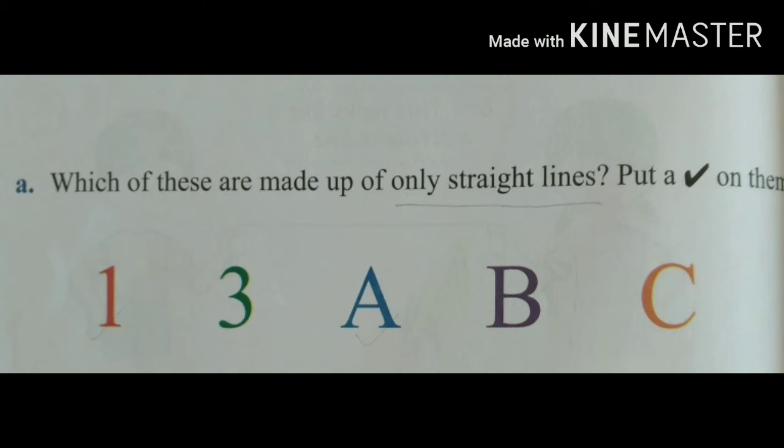Let us do some exercise problems in your textbook. I will read the question. First one, which of these are made up of only straight lines? Put a tick on them. Here we can see some numbers, letters, etc. We have to find out which letter or number is made up of only straight lines.